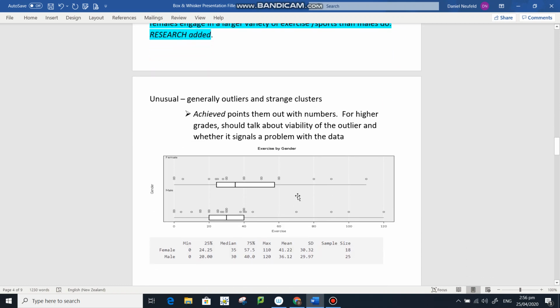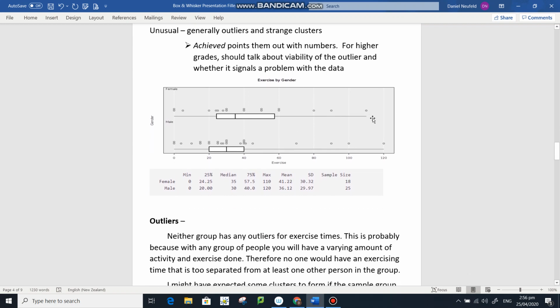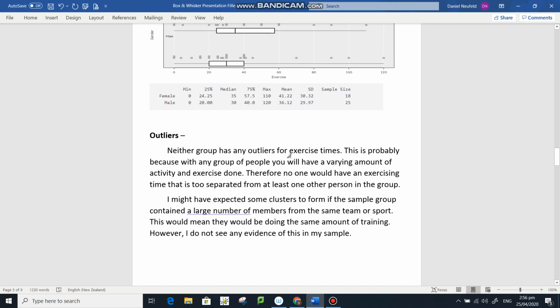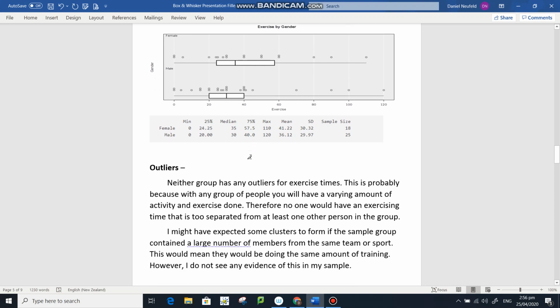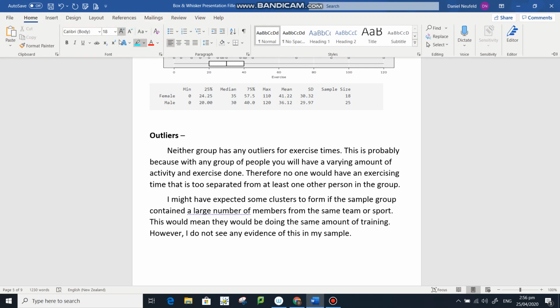Going on to unusual. Now, generally, we're just talking about outliers and clusters here. You'd like to be able to point out what they are and what those values are, instead of just saying there is an outlier. If there was one, I would point it out. In this case, I don't think this person is so far from the other person, so I'm going to count them as no outliers. Again, I talk about each group. Neither group has outliers.